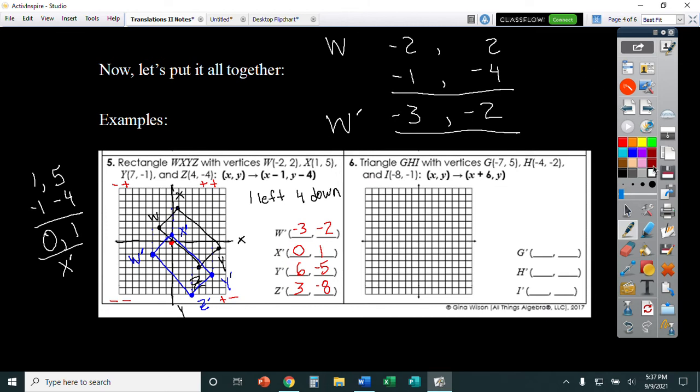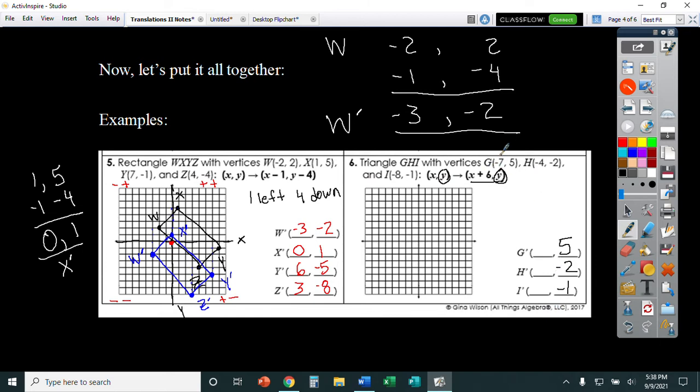So what I'm going to do on the next one, I'm not even going to graph the pre-image. They give me the coordinates of the pre-image. It tells me to apply this rule. Now, this is one of what I was talking about. When it's Y by itself, that means it's going to be the same as the pre-image. I don't have to do anything to it. There's not a number being added or subtracted. So I'm going to go ahead and write 5 for G prime, -2 for H prime, and -1 for I prime.